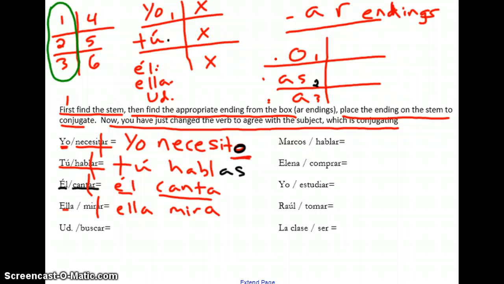And the last one that I'm going to do for you is usted, which is in box 3. Cross off the ending to find our stem. We'll write usted busca, and we need the ending a. Be careful, this one's a trickster.